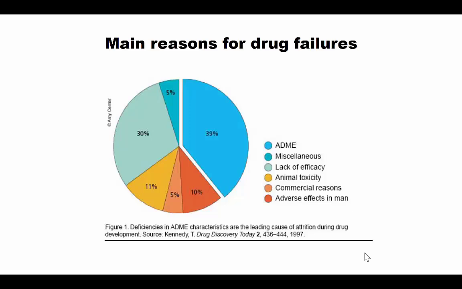Okay, let's look a little at the macro view. There was a study to look at the main reason for the failure of drug development. If you look at the pie chart, which one is the biggest? The biggest one here on the right side, 39% of those drug candidates, failed because of the problem of ADME. So naturally we are curious, what is ADME?